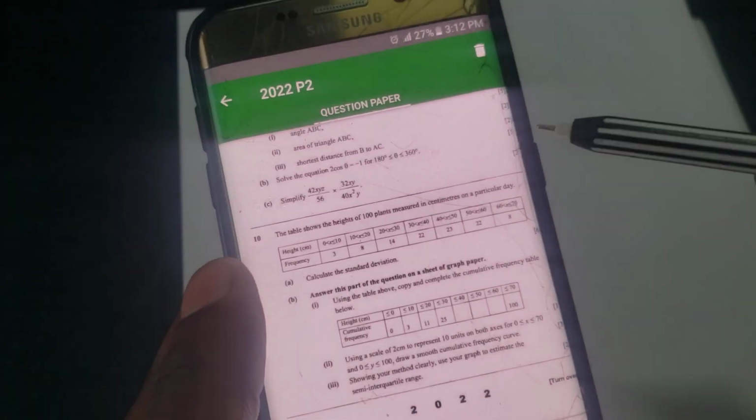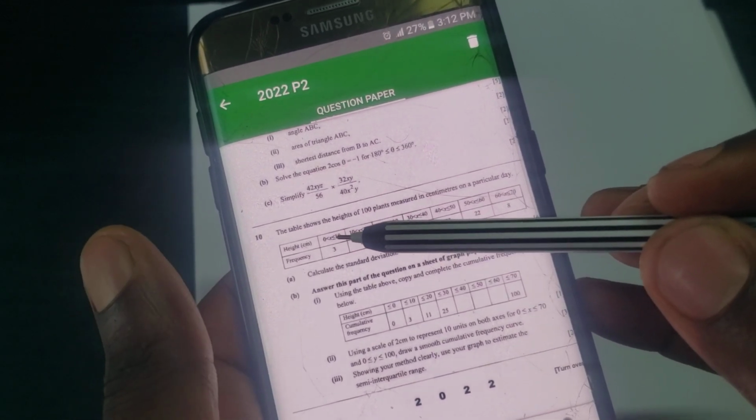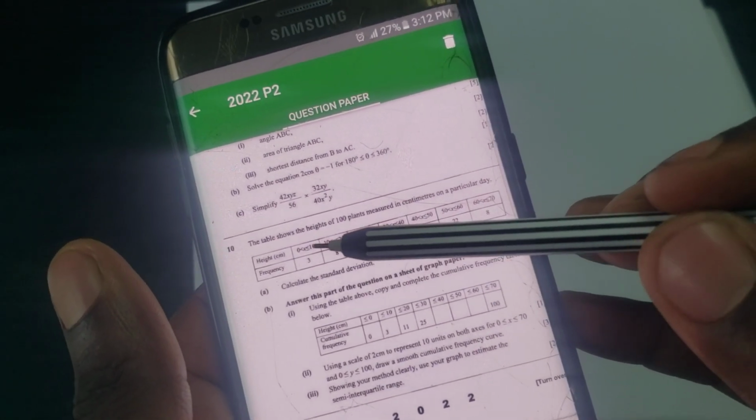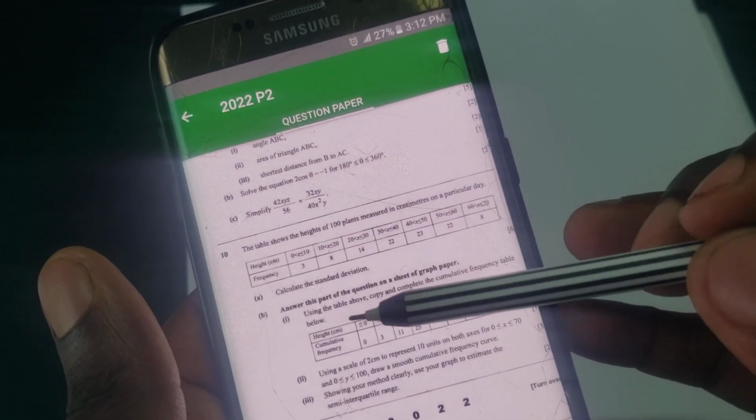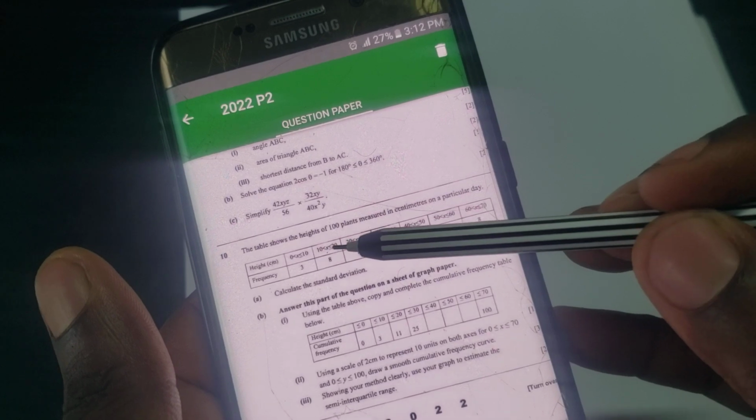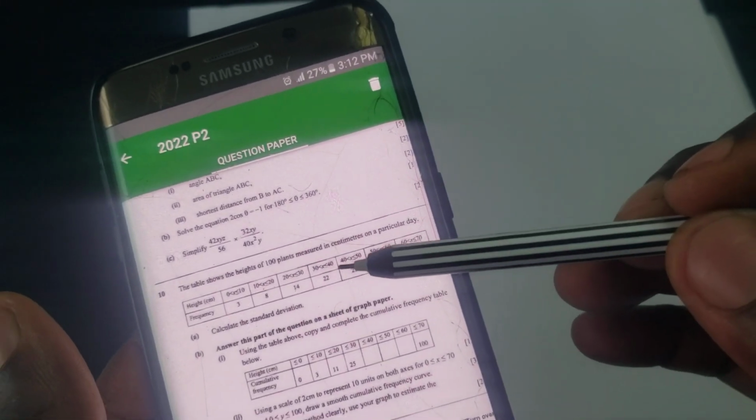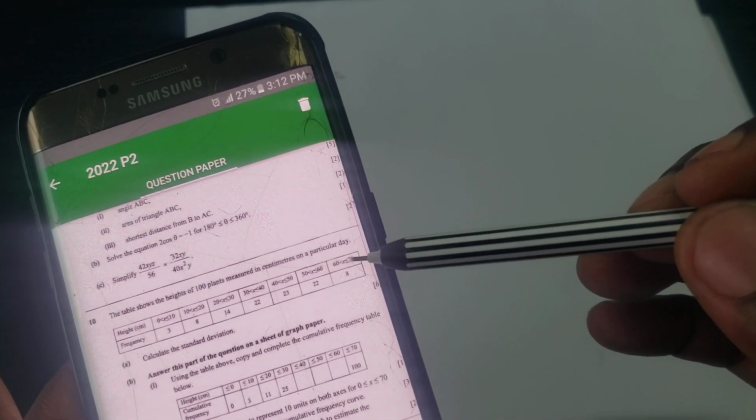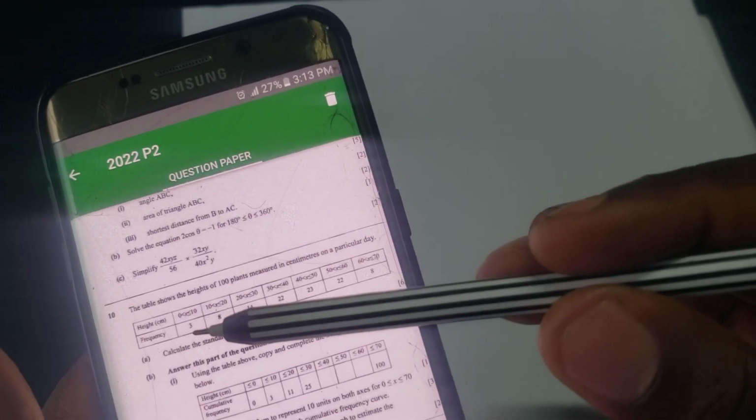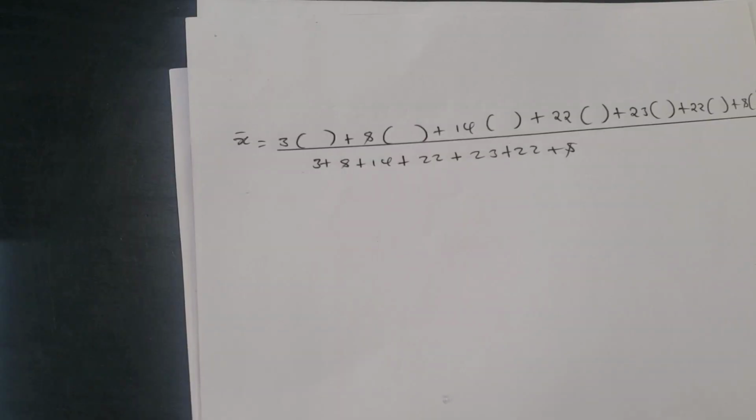3 multiplied by the midpoint of that x, where x is between the class limits. Then 8 multiplied by its midpoint, 14 multiplied by its midpoint, 22 multiplied by its midpoint, 23 multiplied by its midpoint, 22 multiplied by its midpoint, then 8 multiplied by its midpoint, all over the total of the frequency, or the summation of the frequency.